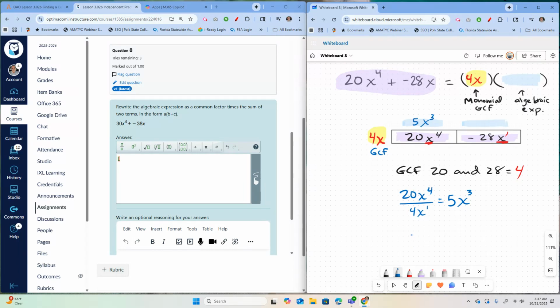Let's do the same thing in the second box. Negative 28x. We're going to divide it by 4x, the GCF. Negative 28 divided by 4, negative 7. When we subtract the exponent of the x's, they are 1s. 1 minus 1 is x to the 0. But again, when the exponent is 0, we do not write the x. I'm just going to put minus 7. And look at my answer. Okay, there we go. And that's how you do this lesson.